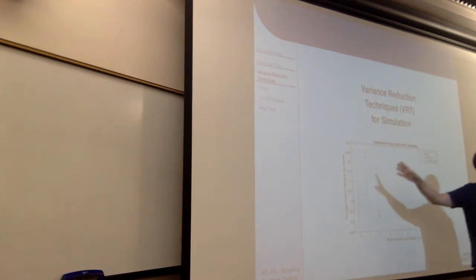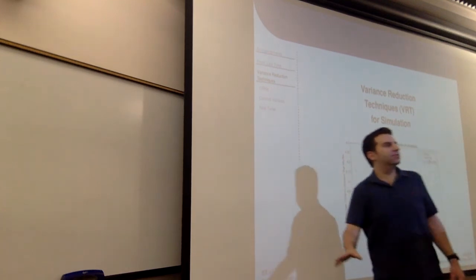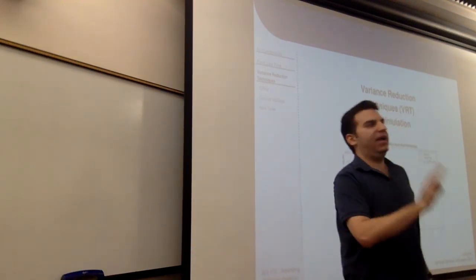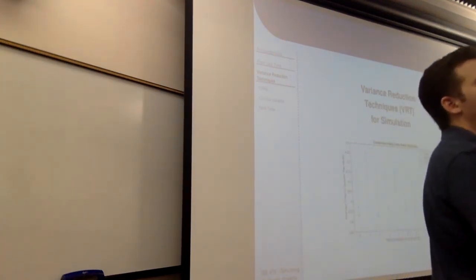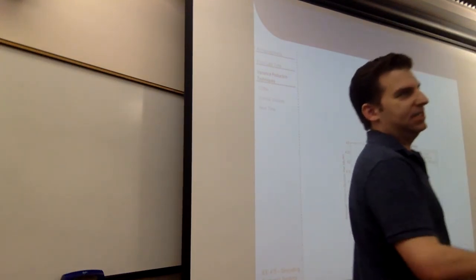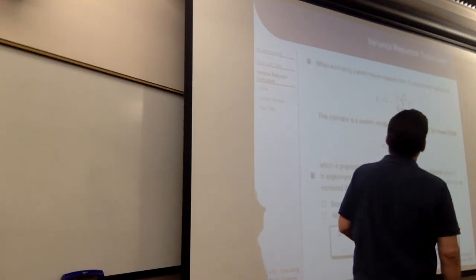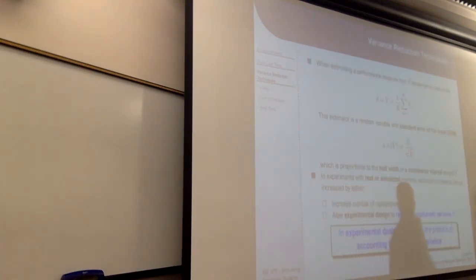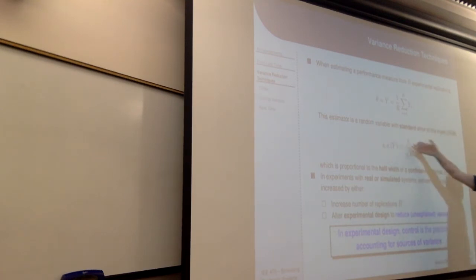We already assume you know how to build your simulation models. You already know how to compare them. And now it's how do we better design our experiments so that we can use fewer replications and get the same statistical power. So the idea here comes from, if I am doing a performance estimate, let's say a mean like this, it's got this standard error.